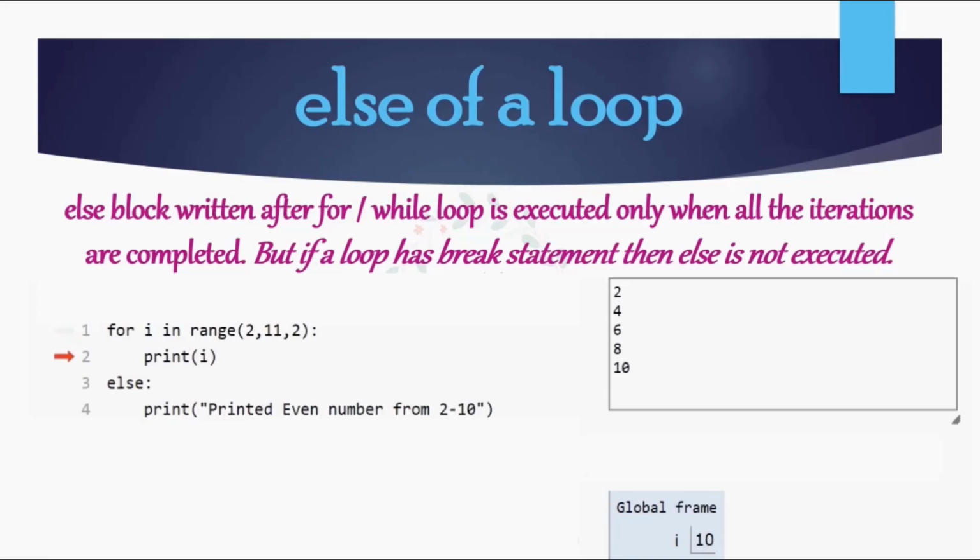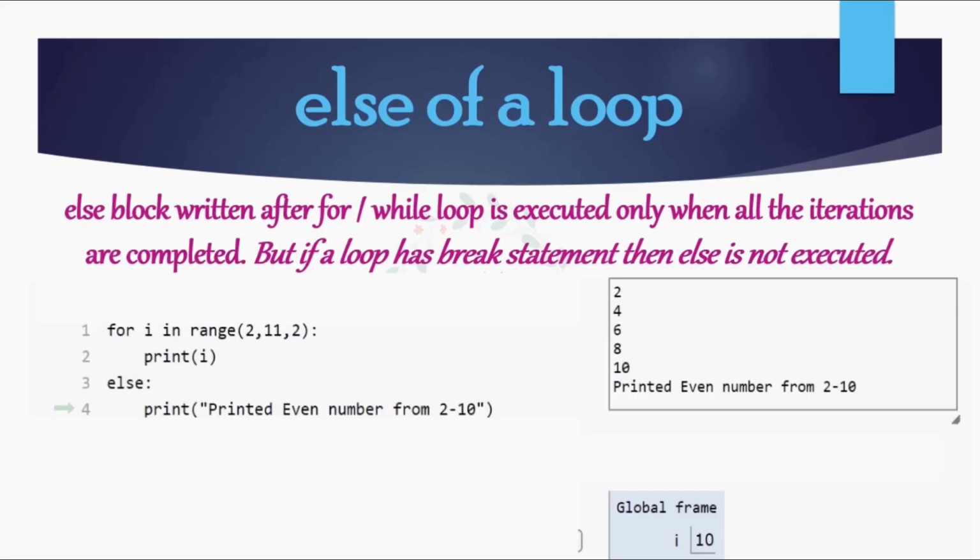Once all the iterations of the loop are over, the control moves to the else part, which is written after the for loop, and the statement of printing even numbers from 2 to 10 is executed, which is shown on the screen. So through this example, it is very much clear that an else part will execute after the loop gets over with all its iterations. The else part can be used similarly with the while loop also.